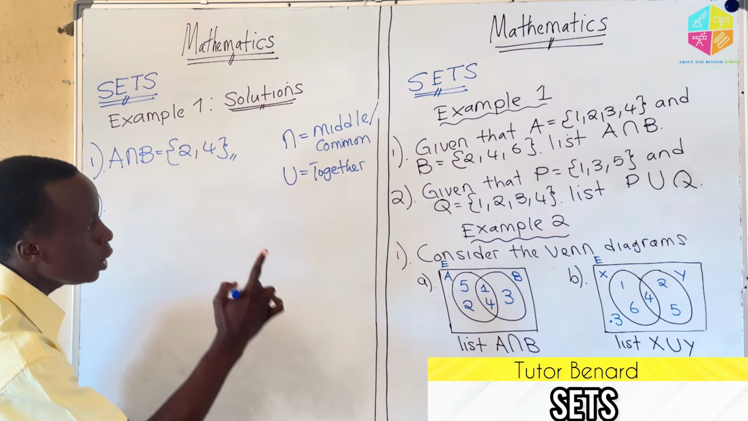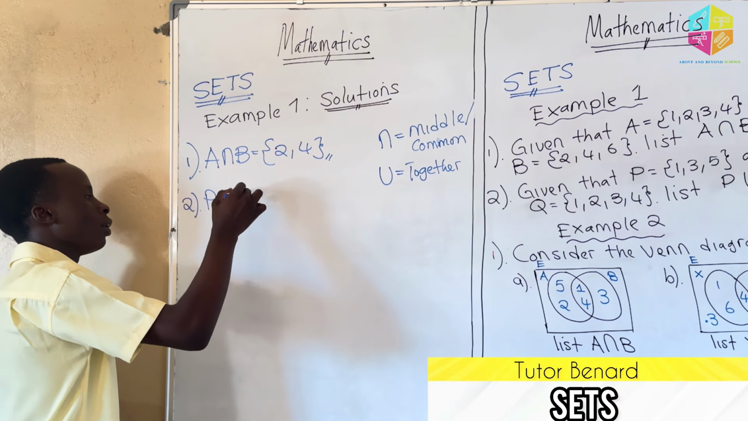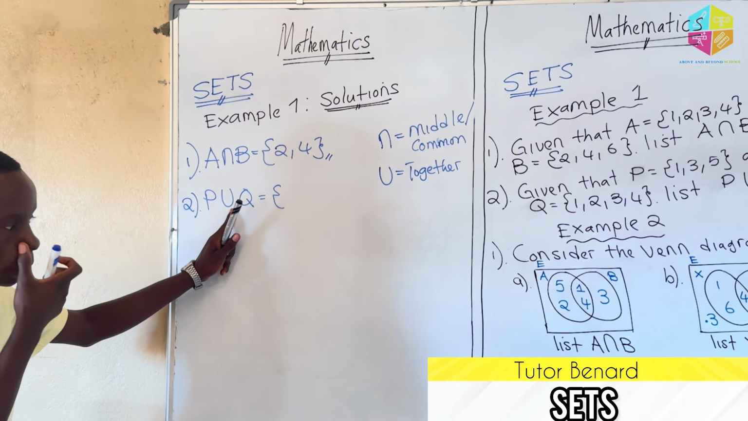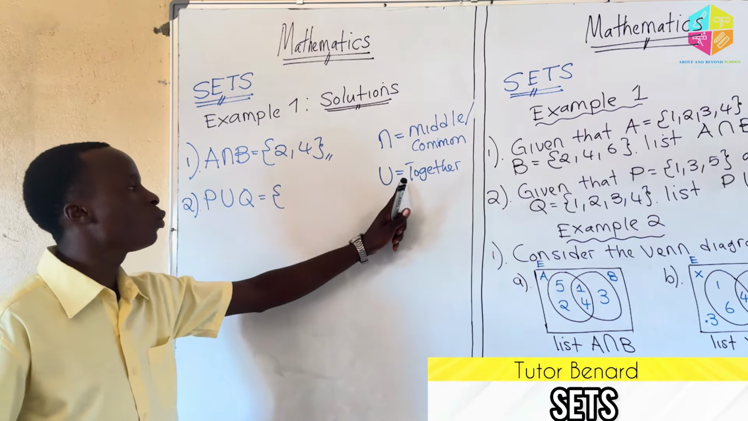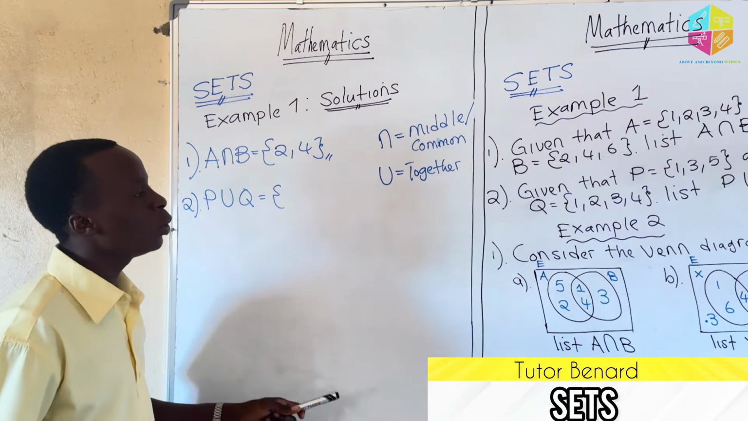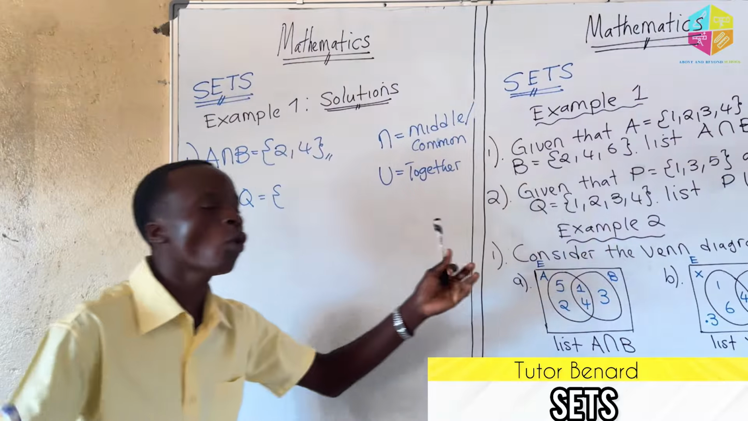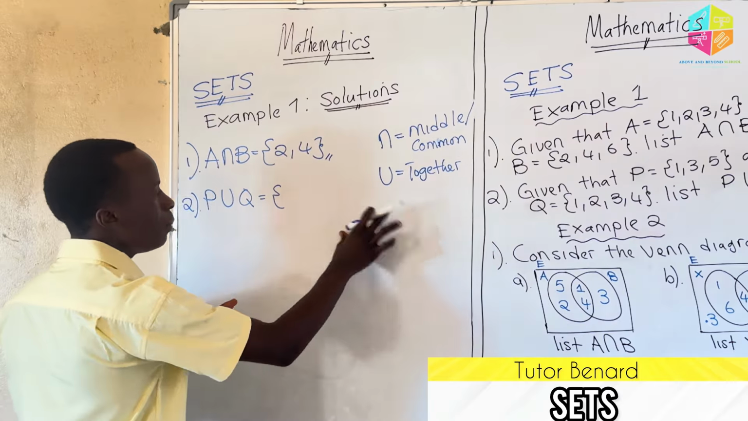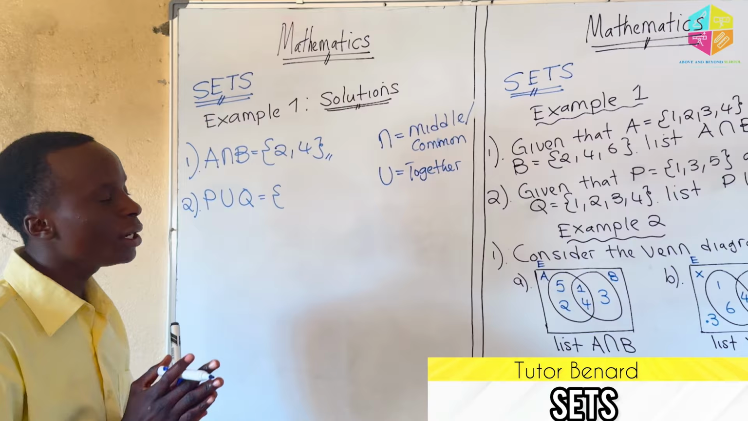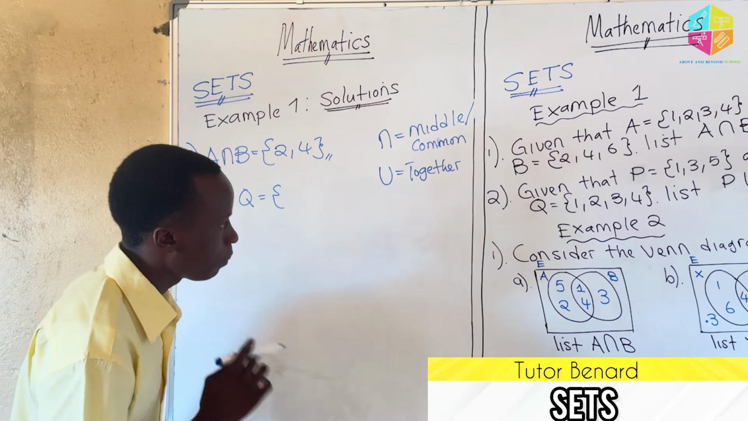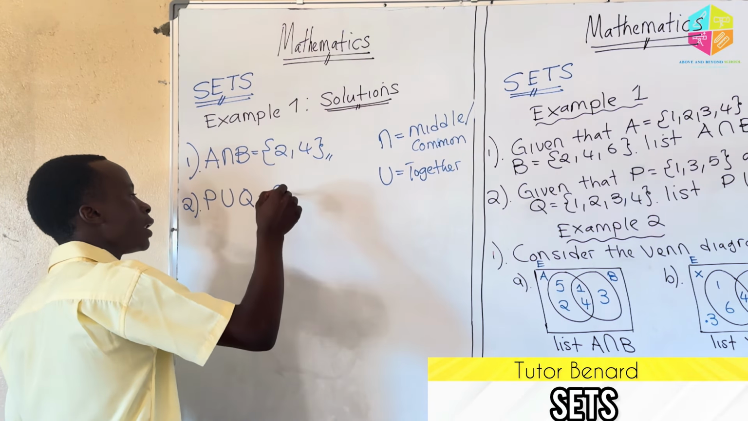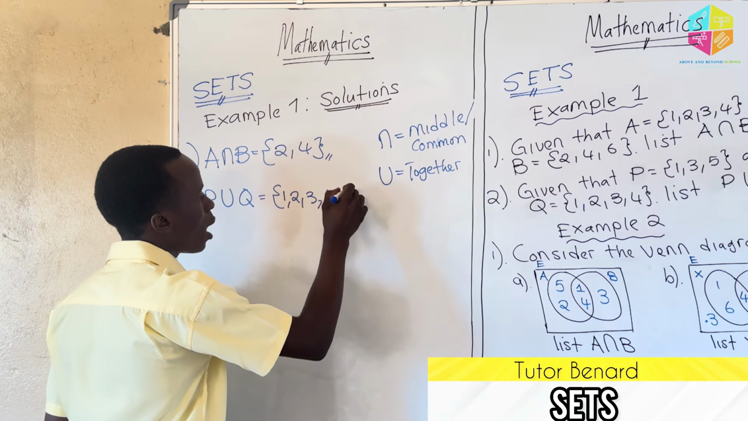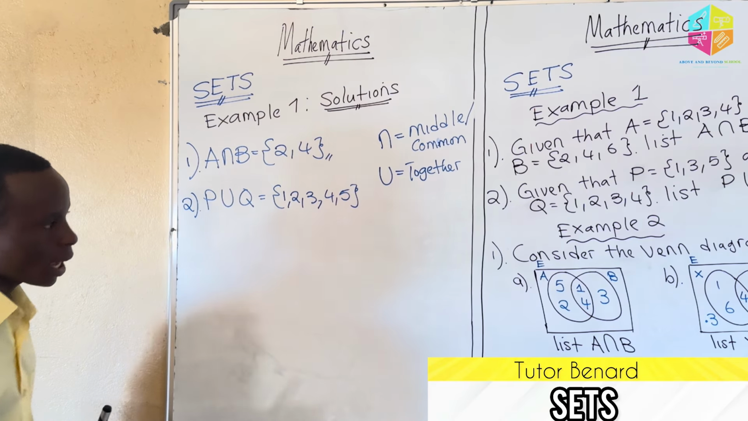So how do you list P union Q? Whenever you are listing a union set, always remember that the word union means together. Meaning, you just put everything that is in P and in Q all together, in one set. Whenever you are putting them in one set, always arrange them in ascending order. So our final answer will be 1, 2, 3, 4, and 5.